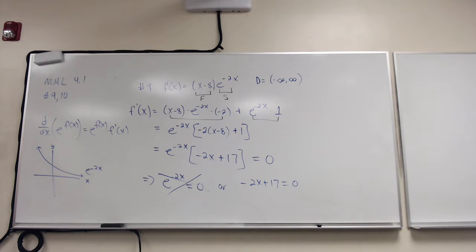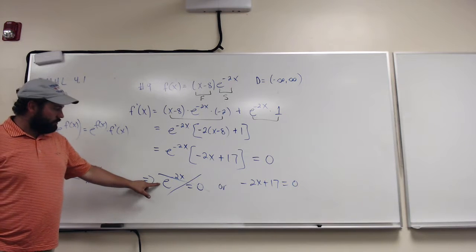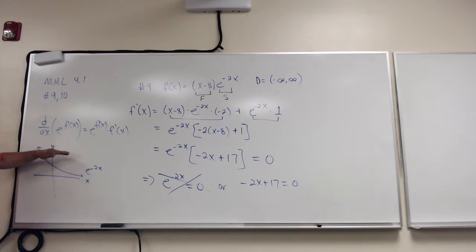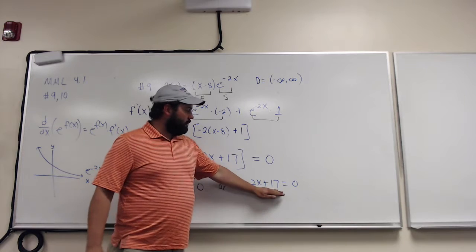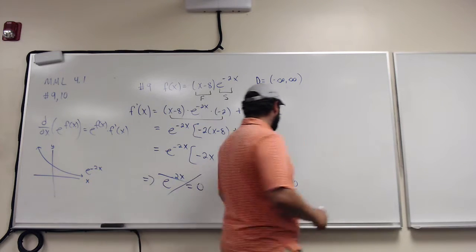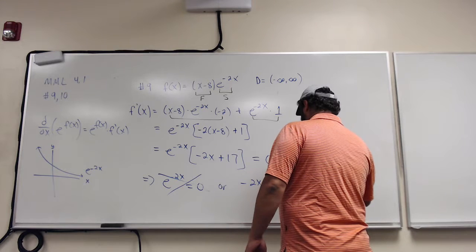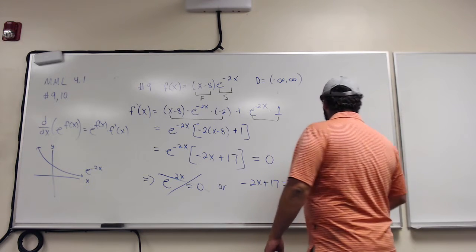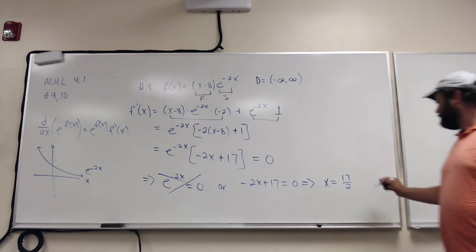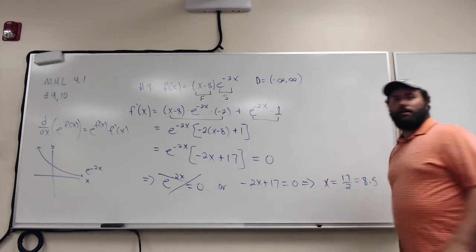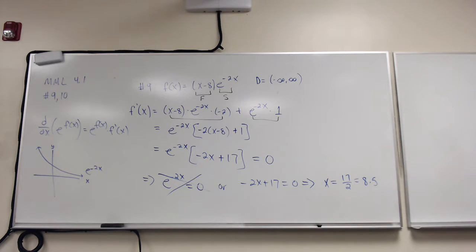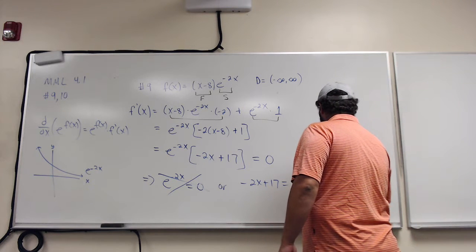We don't need to solve that because the graph of any exponential that has a positive coefficient is always going to be above the x-axis. It'll never cross the horizontal axis. So it'll never be 0. So the only critical numbers are going to come from the second equation. And when you solve this one, you get x is equal to 17 halves. Or, I believe, if you like the decimal, that is 8.5. Okay, this is the only critical number.